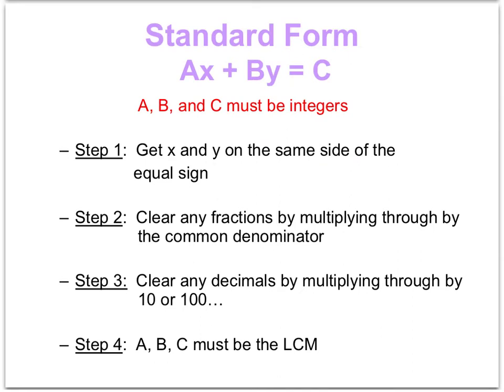As we discussed, standard form looks like ax plus by equals c. In order to get equations to look like this, you want to get your x and your y term on the same side of the equation. As there is a requirement that a, b, and c have to be integers, you're going to want to clear any fractions by multiplying by the common denominator. As a decimal is the same thing as a fraction, you can clear them by multiplying by 10 or 100 or 1,000. The final step is that a, b, and c must have no common factor other than 1, that is, the least common multiple must be 1.